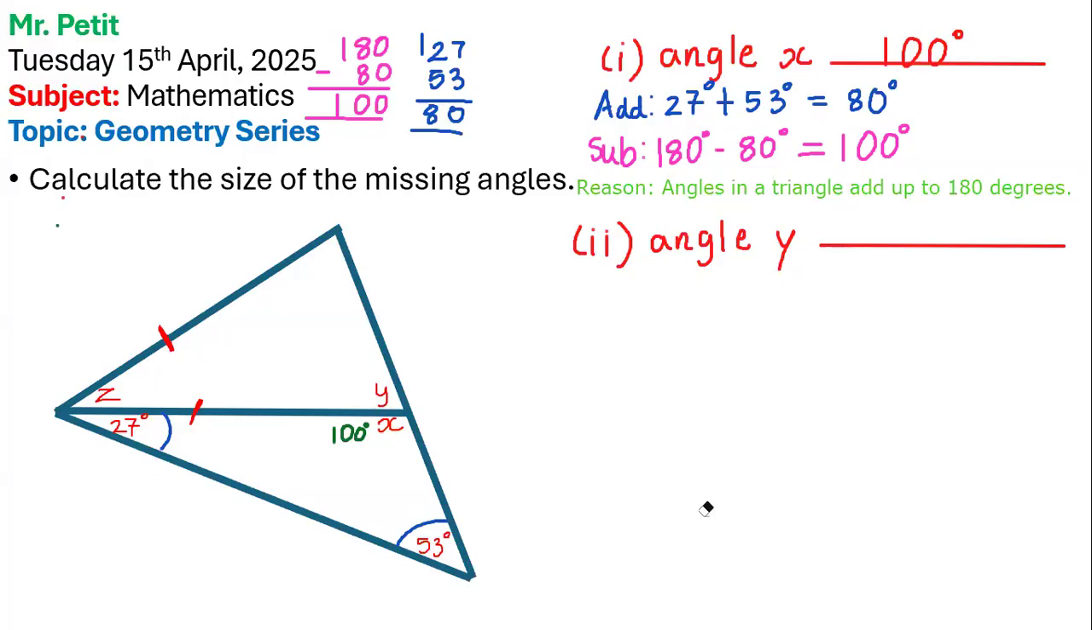Angle y equals 80 degrees. How did you get 80, Tavana? I would love to know. 180 minus 100. Okay, and what's the reason? Because angles on a straight line equal 180. Very good. That's excellent.